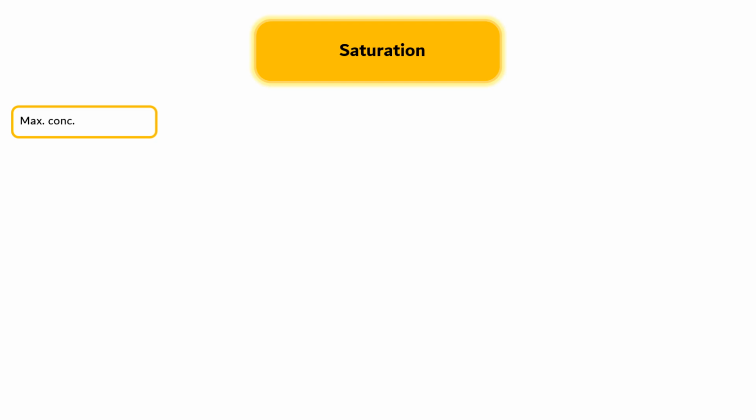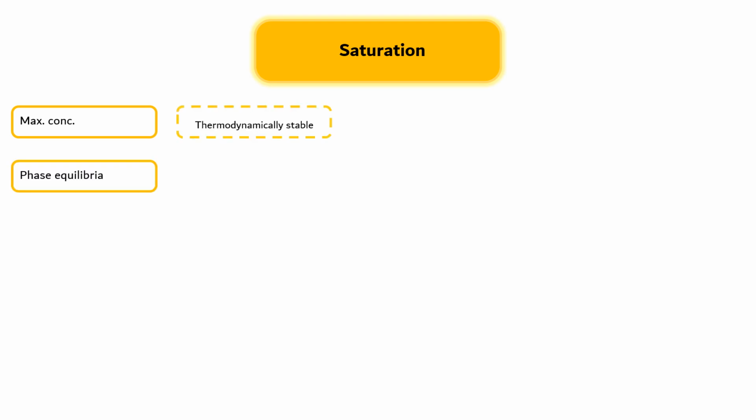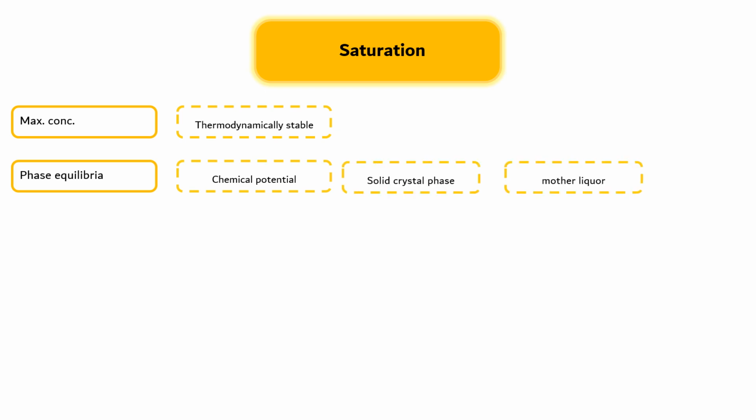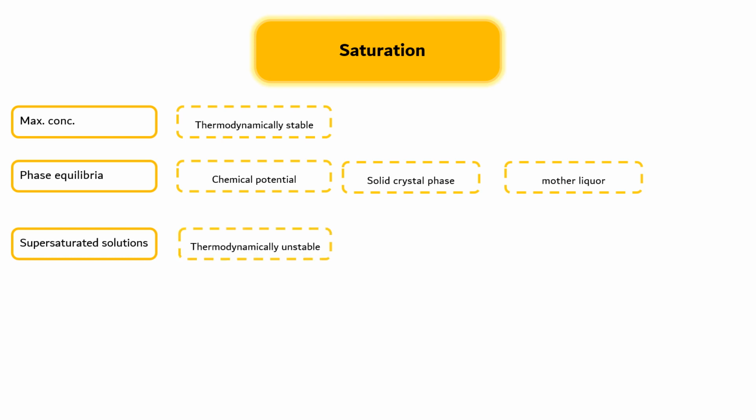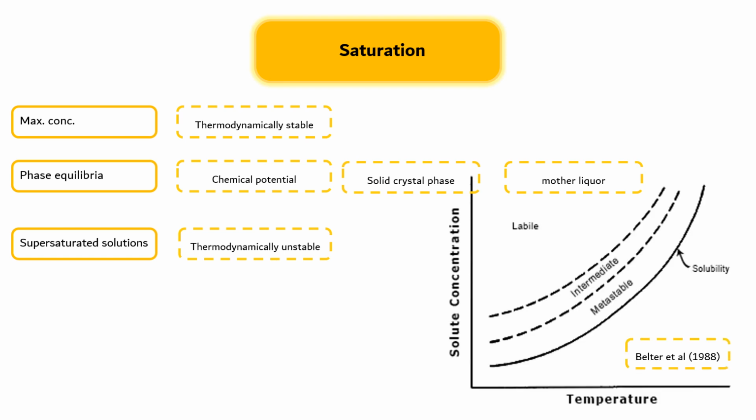Saturation is the maximum concentration of solute which is thermodynamically stable in solution. Phase equilibria for crystallization result from equal chemical potentials between the solid crystal phase and the surrounding solution called the mother liquor. In many cases, solutions can contain more solute than that present at saturation. Such supersaturated solutions are thermodynamically unstable and can be divided into 3 loosely defined zones as shown in the figure.